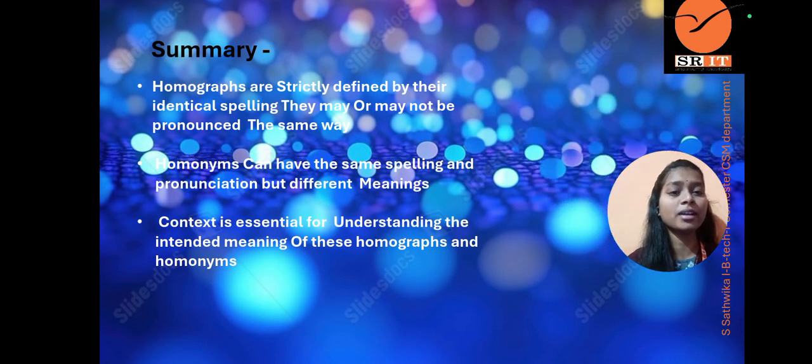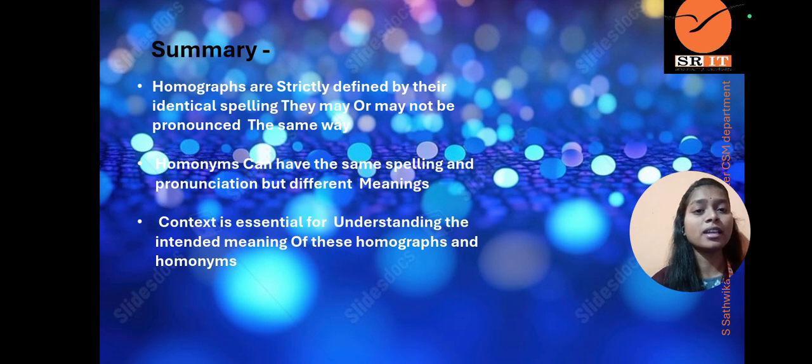Finally, it's time for the summary. Homographs are strictly defined by their identical spelling. They may or may not be pronounced the same way. And homonyms can have the same spelling and pronunciation but different meanings. And context is essential for understanding the intended meaning of these homographs and homonyms.